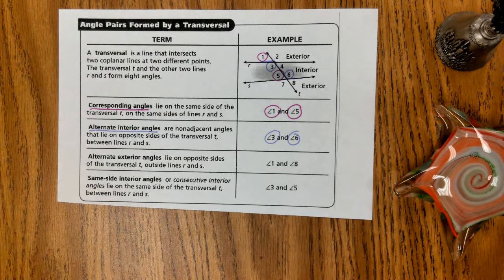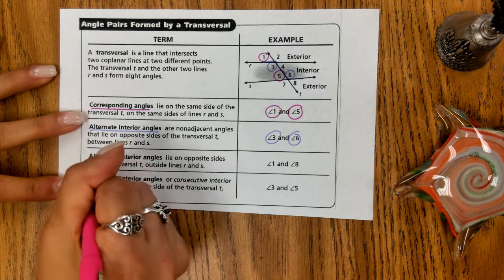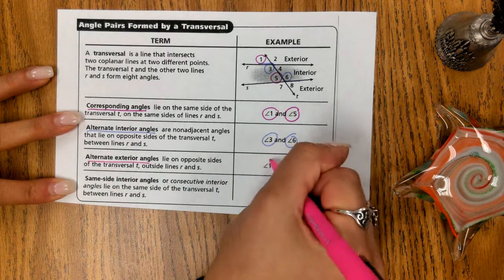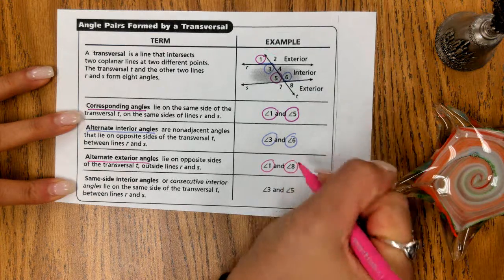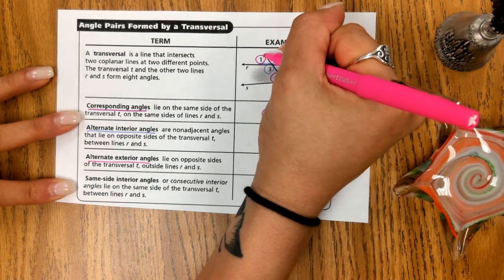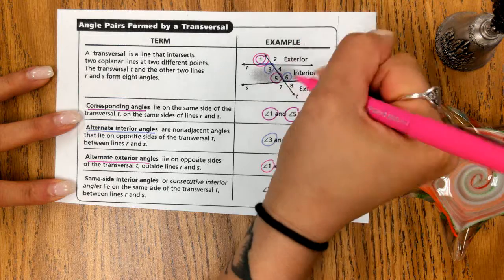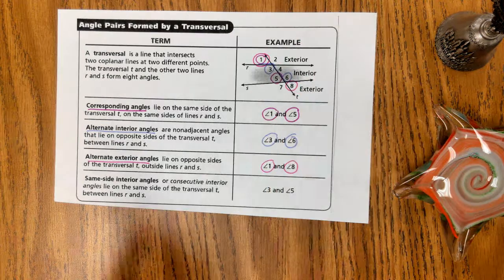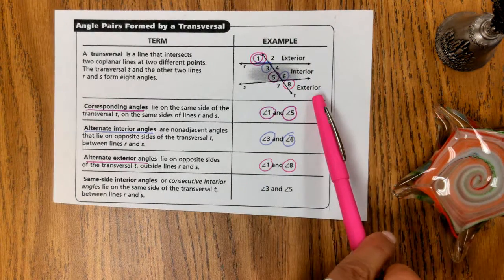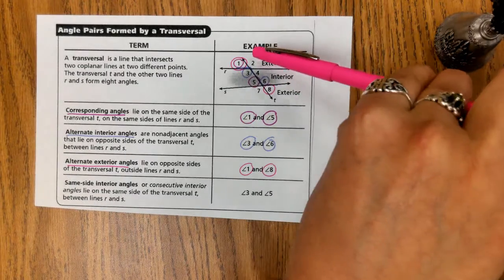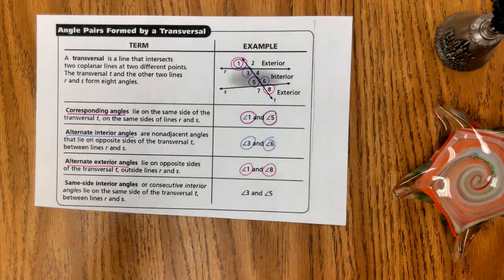Okay. Then we have alternate exterior angles, 1 and 8. So again, I'm going to circle 1 in a different color, and then 8. So those are going to be on opposite sides of the transversal and on the outside of the parallel lines.